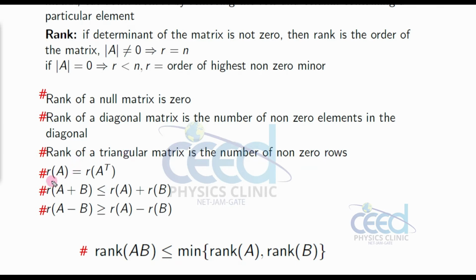Now, rank of A is equal to rank of A transpose. If you have a matrix A and you take its transpose, both will have the same rank. Now, rank of A plus B.